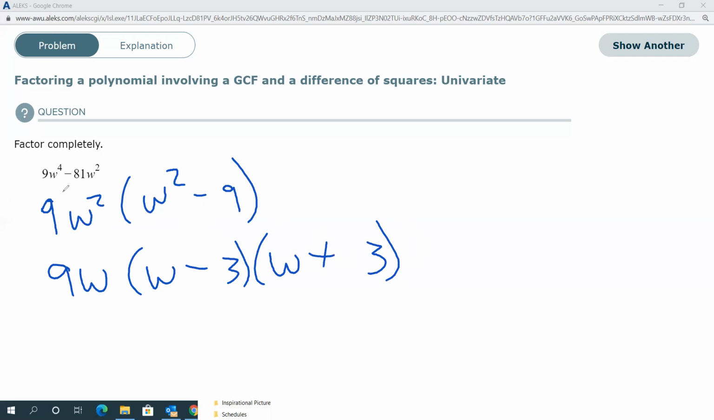Okay. So I typically will say, yeah, pull the GCF out first. Sometimes it's not necessary, but I just think it makes it easier.